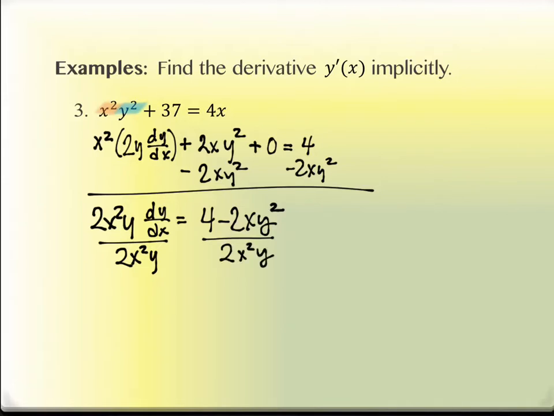Now, I haven't made an issue of it yet because we hadn't actually had the possibility to do so. But when we do have the possibility to reduce, we will. And do you see that we have the ability to reduce this one a little bit? Yeah, the 2's. All of these numbers are divisible by 2, so I will, in fact, divide them all by 2. So I have 2 minus xy squared over x squared y.